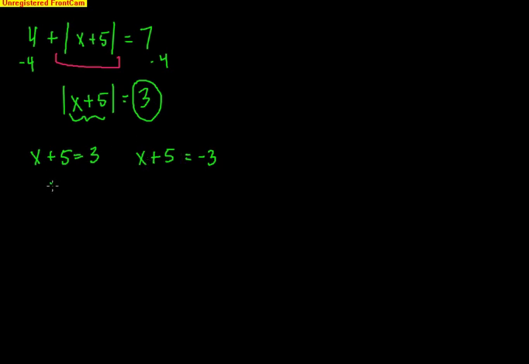So let's just solve this real quick. Subtract 5, so I get negative 2. Subtract 5 over here, and I get negative 8. So there's my two solutions. Negative 2 plus 5 is 3. 3 is 3 units away from 0. Negative 8 plus 5 is negative 3, which is also 3 units away from 0. So it works.